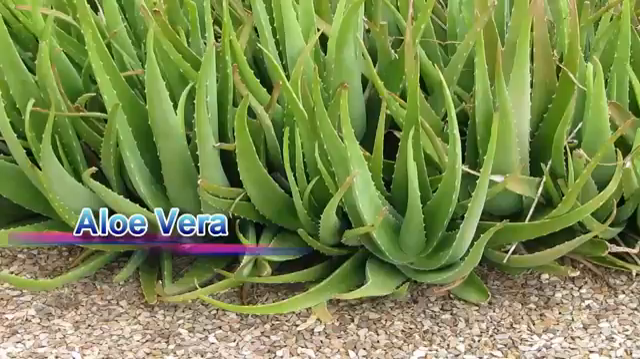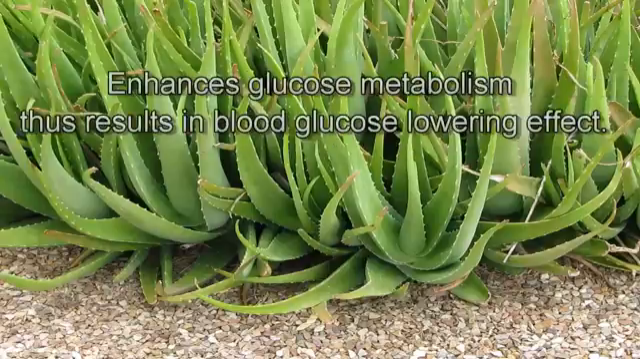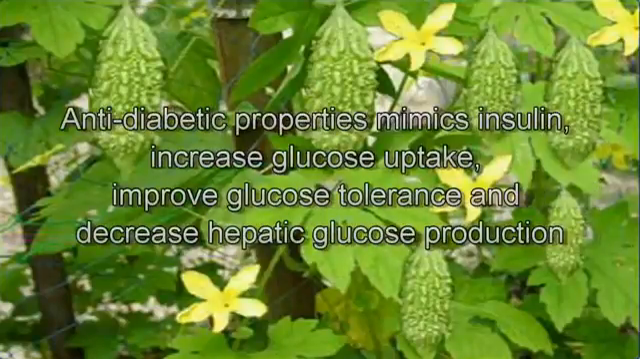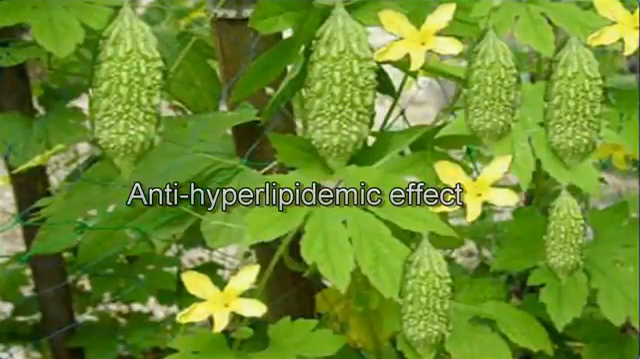Aloe vera has appeared to exhibit anti-diabetic action, still not understood. Additionally, it enhances glucose metabolism, thus resulting in a blood glucose lowering effect. Bitter melon possesses anti-diabetic properties. It mimics insulin, increases glucose uptake, improves glucose tolerance and decreases hepatic glucose production. Additionally, bitter gourd has an anti-hyperlipidemic effect.